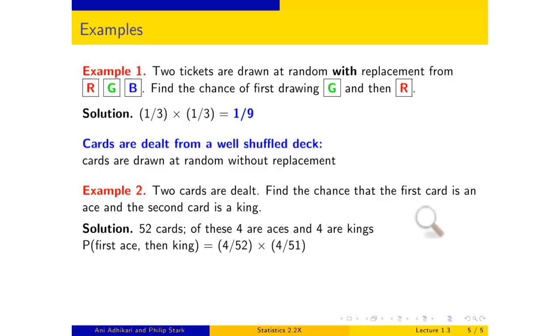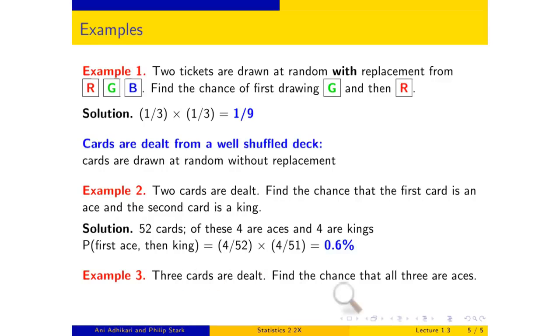And so there's your answer. The chance of getting an ace first and then a king is 4 in 52 times 4 in 51, and that is 0.6%. That is 0.6%. It's pretty small. While we're about it, let's just note that you can extend this to 3 cards, 4 cards, 5 cards.